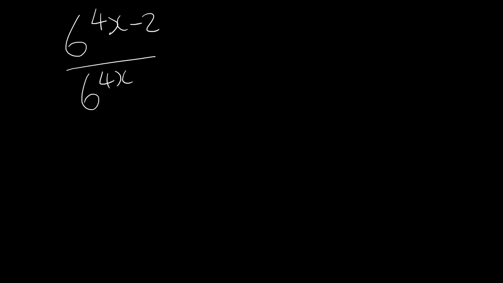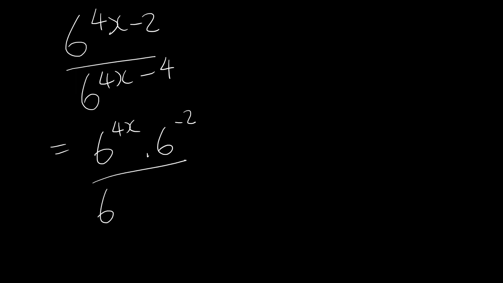Okay, in the last example for this video, we have 6^(4x-2) divided by 6^(4x-4). So let's separate these terms. We have 6^(4x) times 6^(-2) over 6^(4x) times 6^(-4). Don't forget the minus sign when you are separating the terms. Cancel these terms, and we'll see our next step will be 6^(-2) over 6^(-4). Remember, this is law 2.